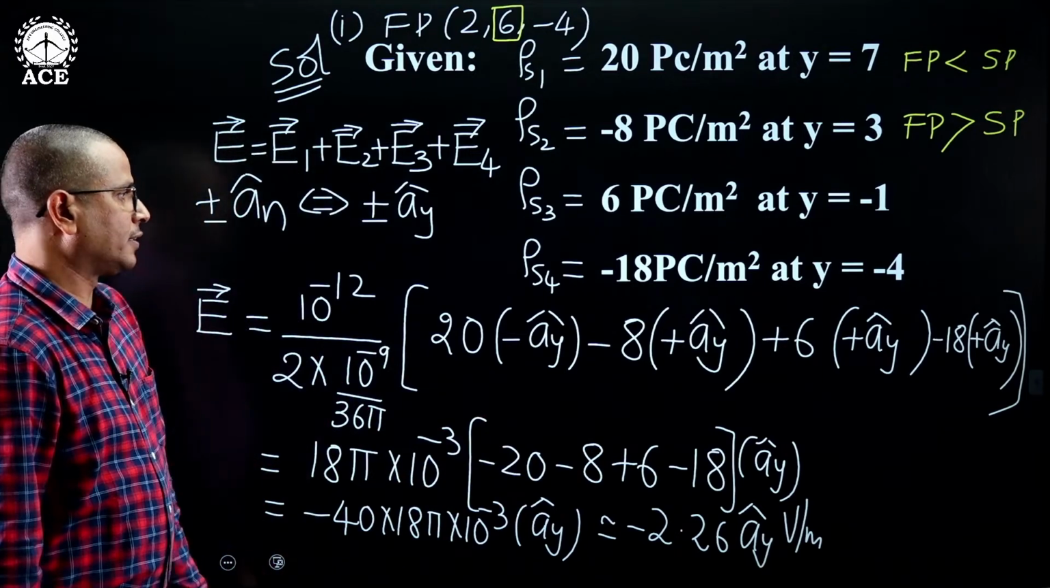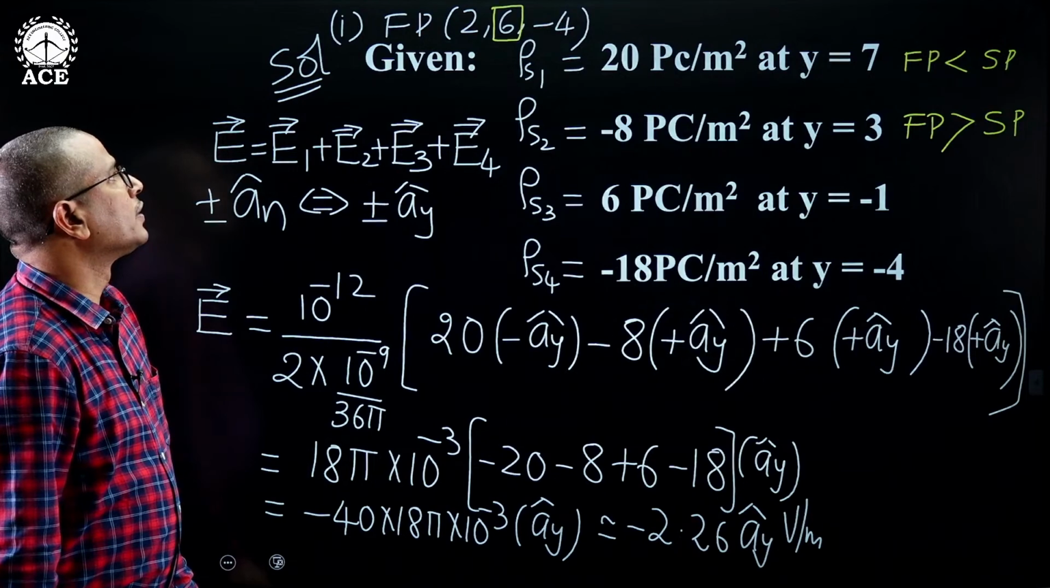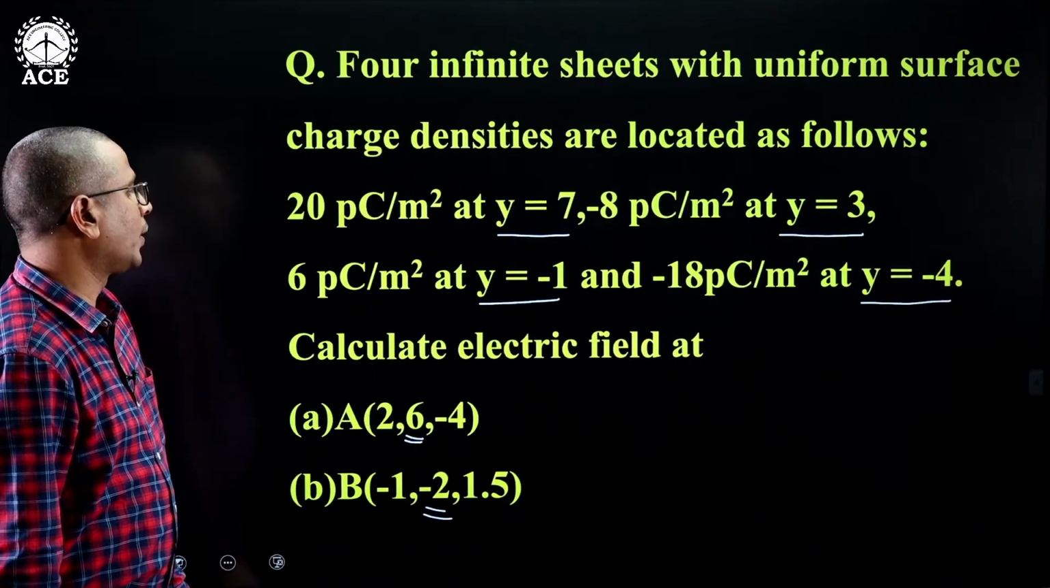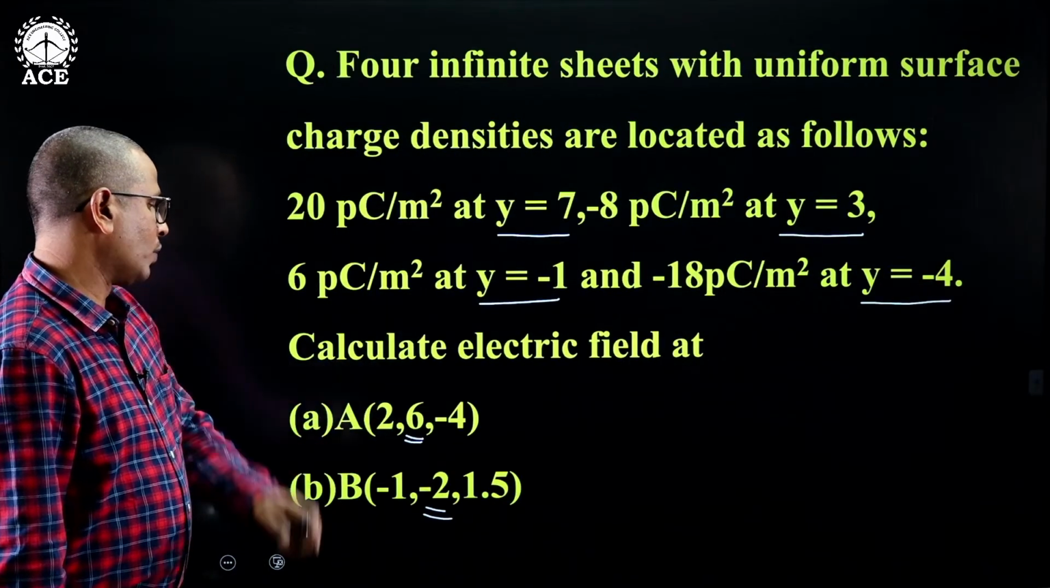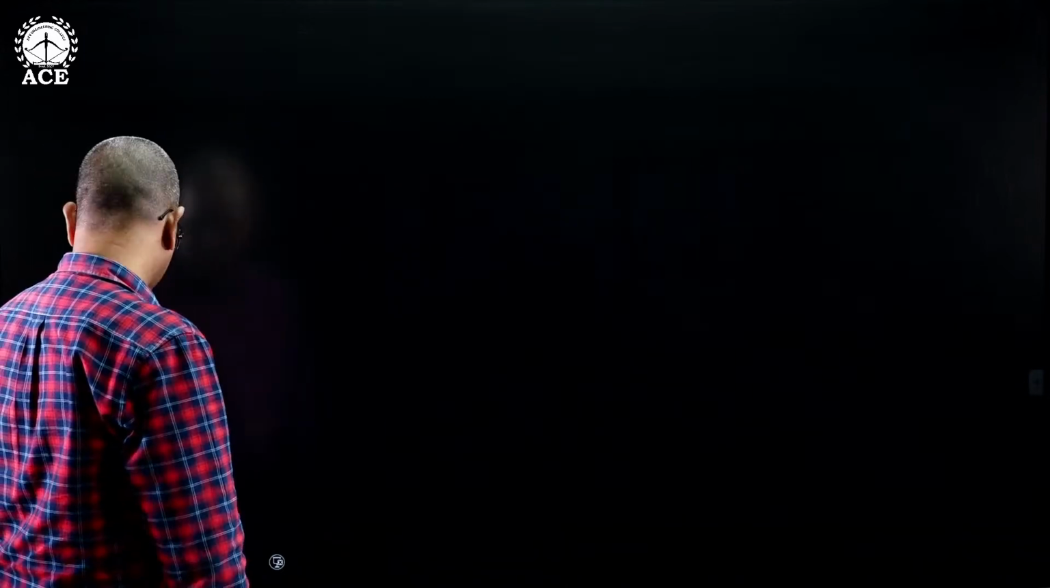This is for the first bit. Similarly, you can get it for the second one. What is the second one? Field point minus 1, minus 2, 1.5. That also I am giving you, dear students.